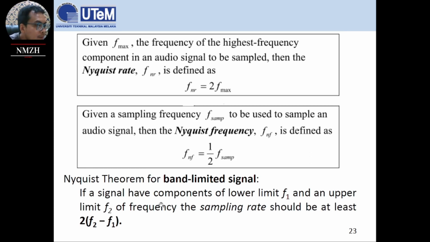Now, the Nyquist theorem for band limited signal. This will be considered when we have two limits of the frequency, one is the lower and one is the upper. So we subtract the lower from the upper and times 2. That would be known as the band limited Nyquist theorem.